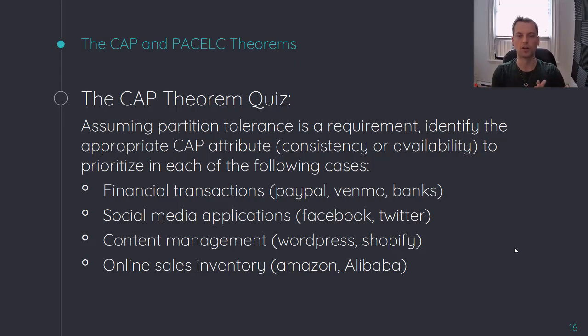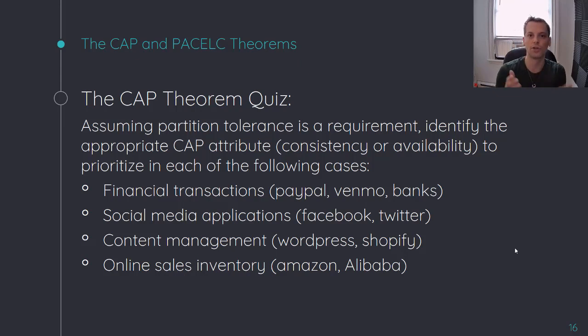Content management, probably also going to go with availability. Somebody updates their website, obviously we want that to sync up, but it's probably the case that they would rather have their customers be able to see a website, even if it's an old version, than get a 404, right? So probably want to do availability for content management.